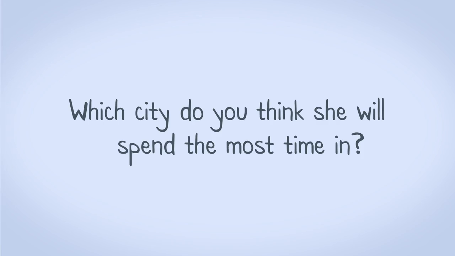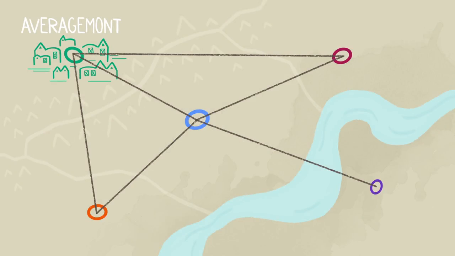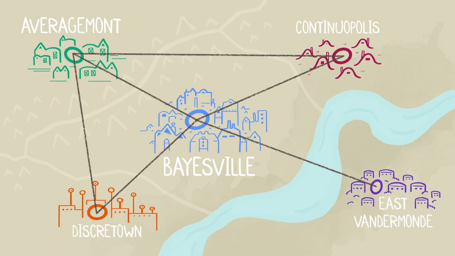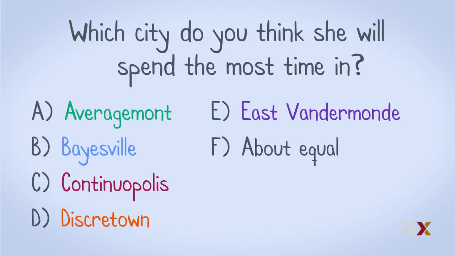In the long run, which city do you think she will spend the most time in? A. Averagemont, B. Bayesville, C. Continuopolis, D. Discrete-Town, E. East Vandermond, F. About equal among the 5 cities, or G. It depends on which city she starts out in.